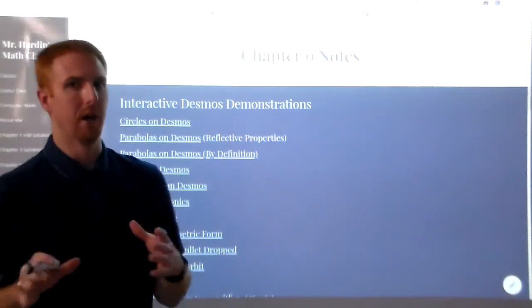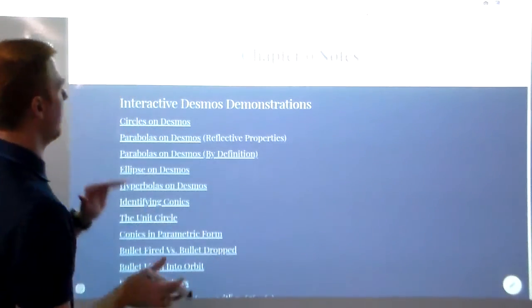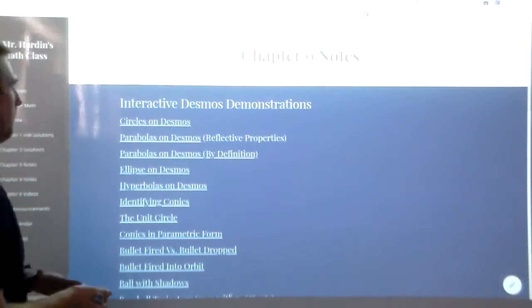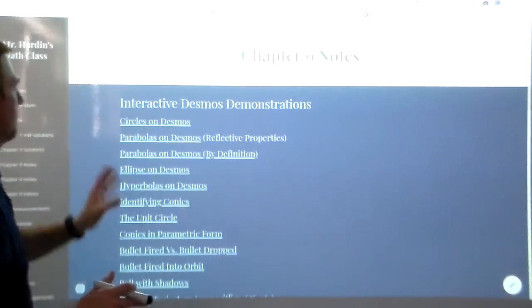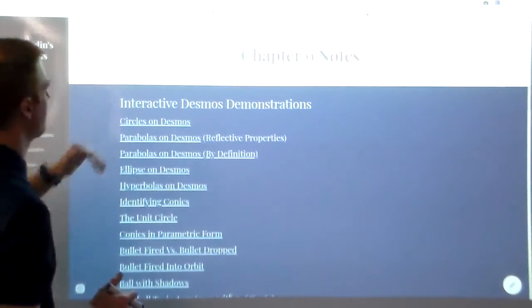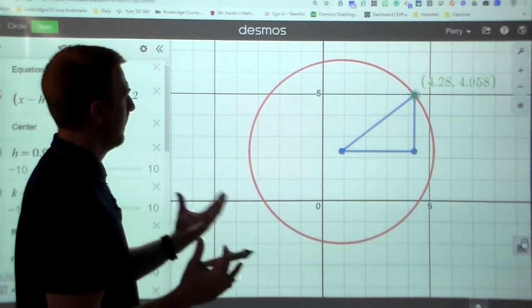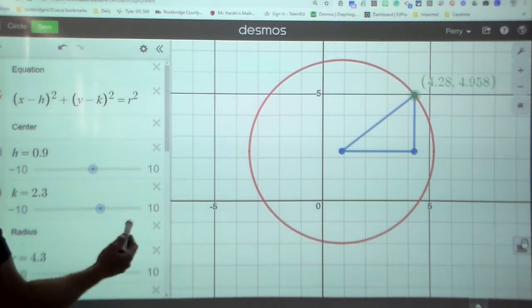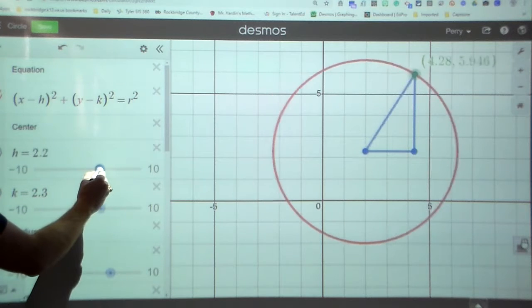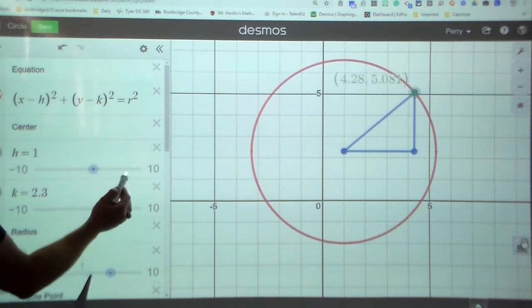If you visit my website for the notes section, there's quite a few Desmos models and animations you can play with here. Pretty much every section throughout this whole chapter has got some models to mess around with. So first up, circles. If you pull that up, here's what it looks like. It's going to give you a circle using this definition that you can play around with. H and K, we said, change the center point. So if you mess with H and K, that's going to change where the center is.